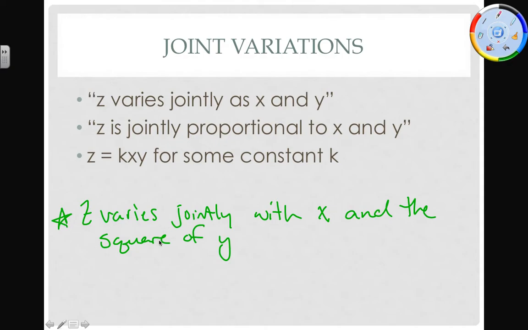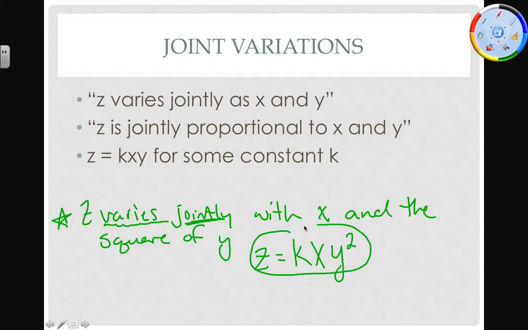You're going to say z varies. Oh, that means z equals. And then because it's a varying problem, I need a constant of variation. And then I look at what type of variation. It's a joint variation with x and the square of y. So notice how simple that was. Then in order to solve for k, you're going to have to be given a z value, an x value, and a y value so you can solve for k. But again, all that stuff's going to be given to you.